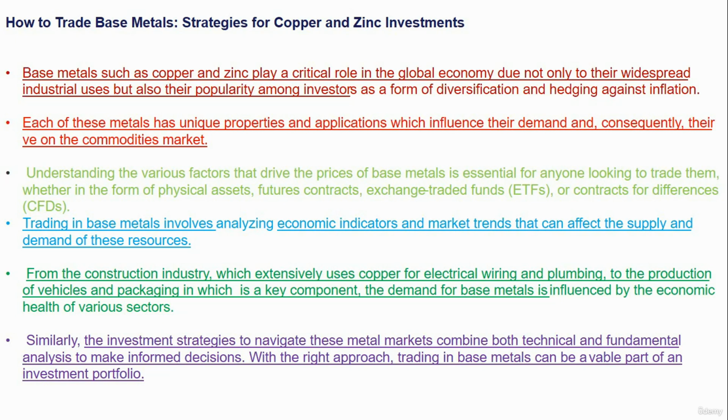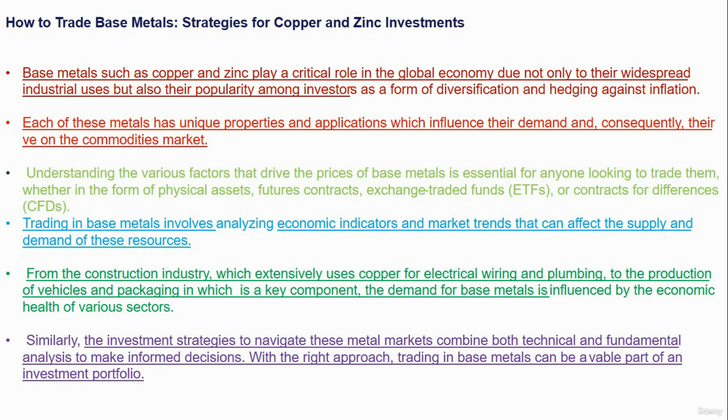So as we know, copper and zinc have a very critical role in the world economy, and they are used by investors, and metal can be used for diversification and as a hedge against inflation. So metal has its own properties. Understanding the price of base metal, whether we want to keep it as a physical asset, ETF or future contracts.